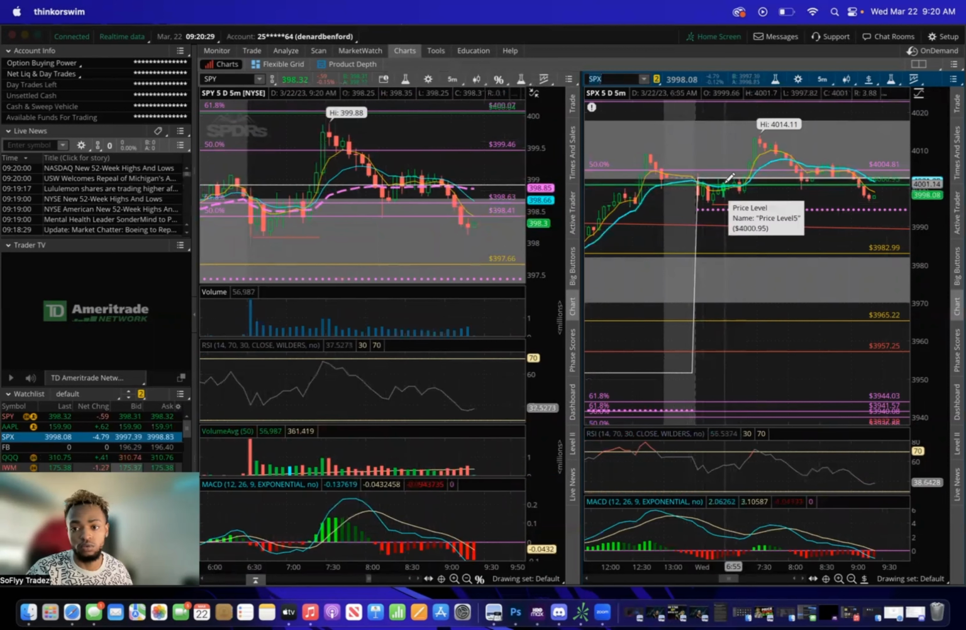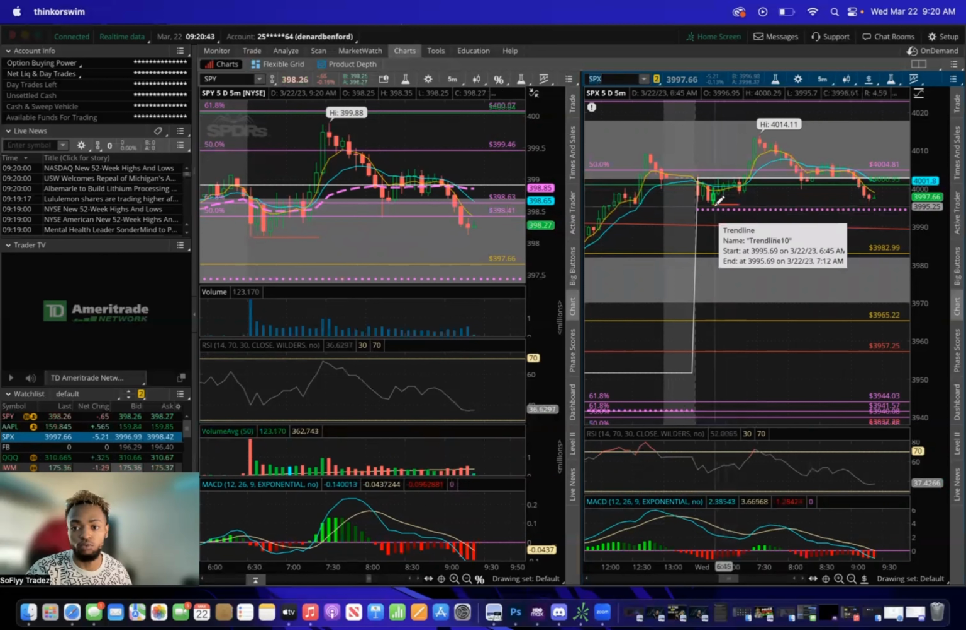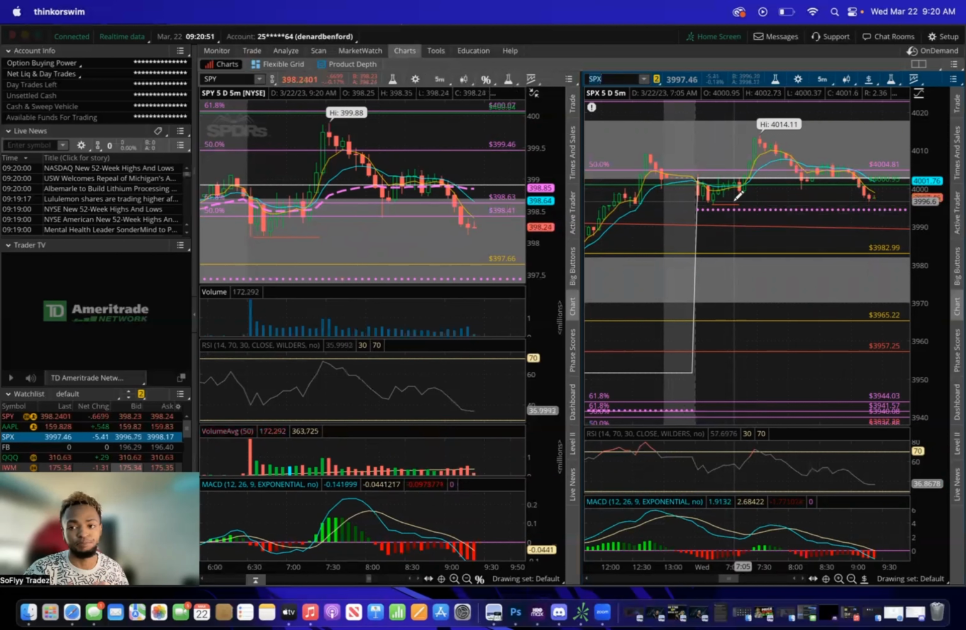Another thing, you don't want to tend to go long on resistance on SPX, because usually we reject it. And you don't want to go short when you're at a support level either. You want to make sure SPX has some room to run to get into your SPY trades.